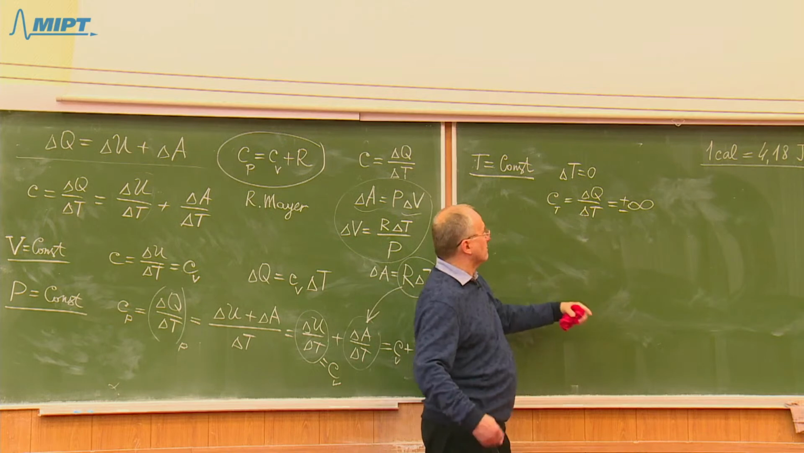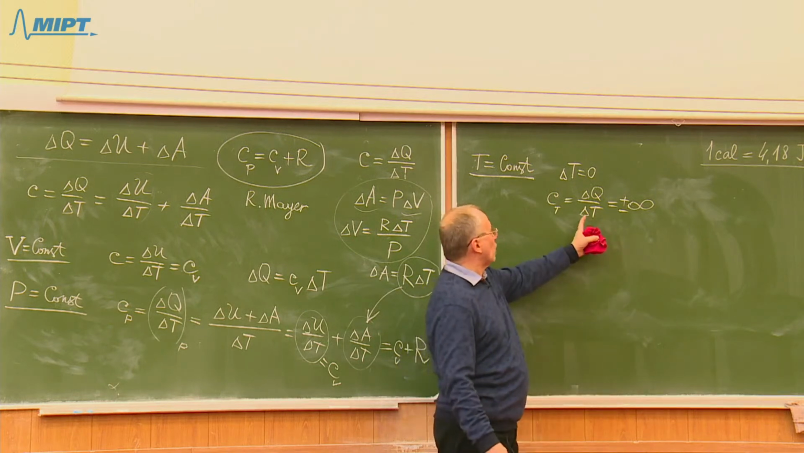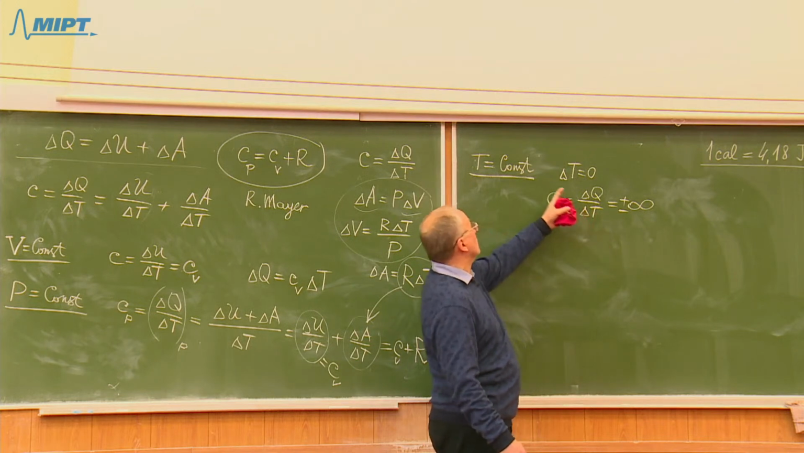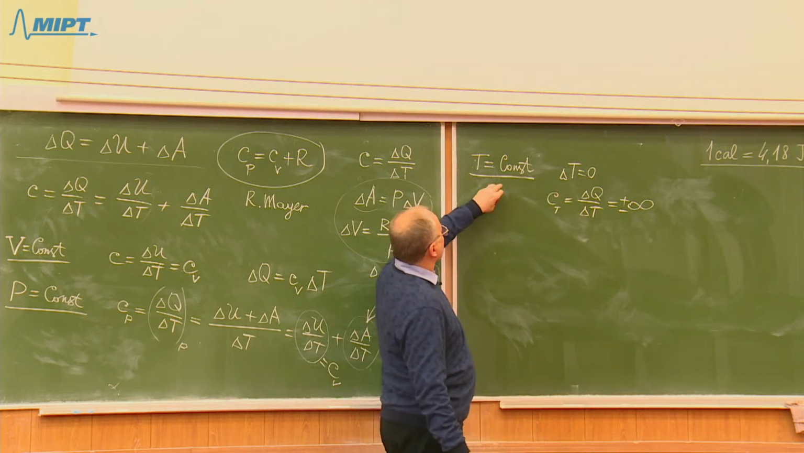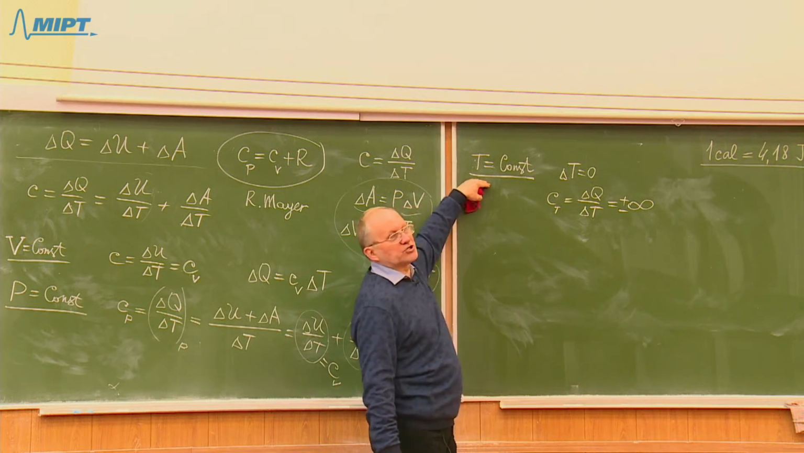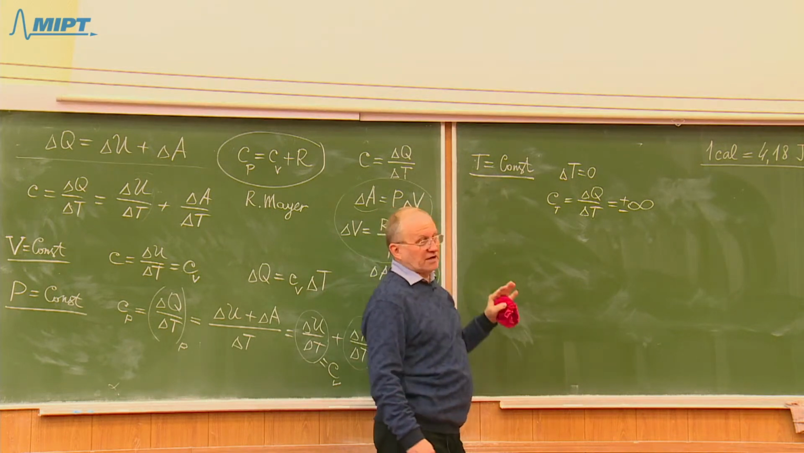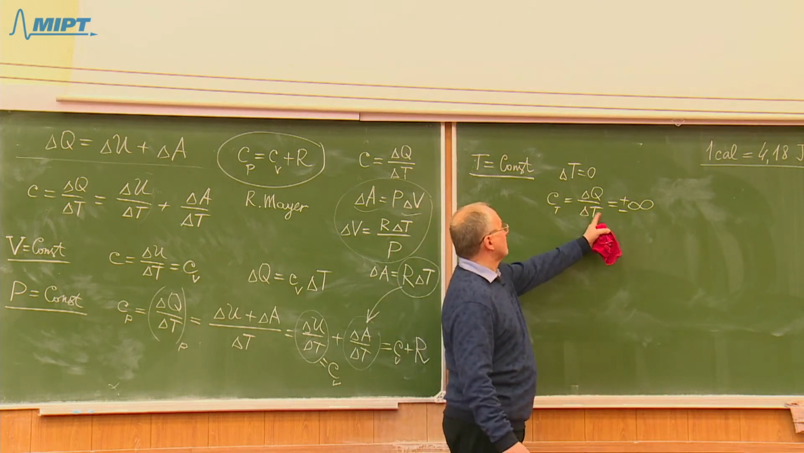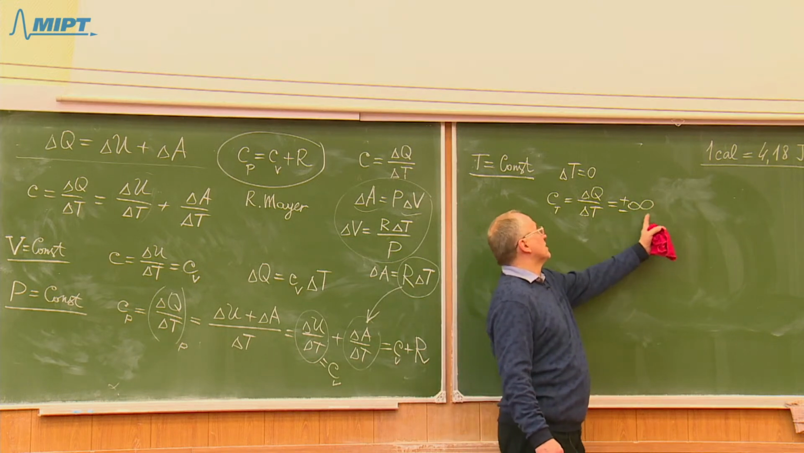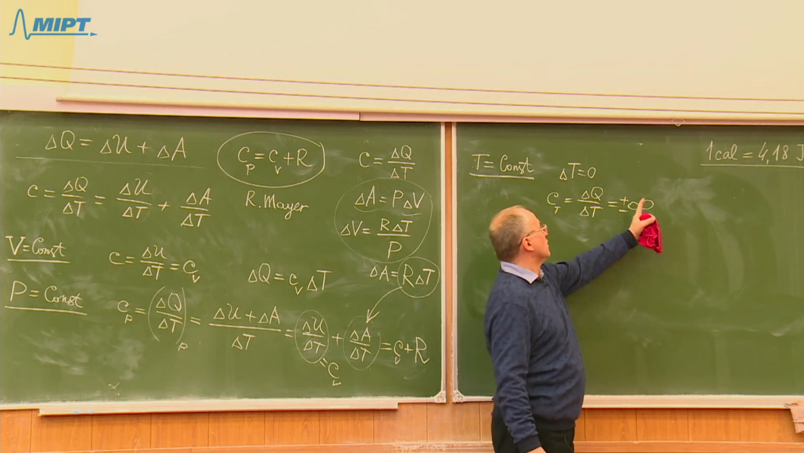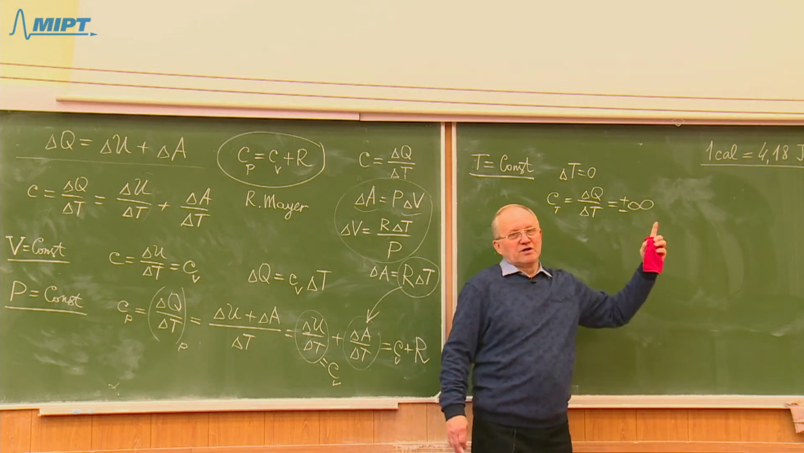Actually, in reality, you will always have some very small number here if you want to sustain temperature constant. It will not be absolutely constant. It will be approximately constant. So there will be small variation of temperature here. And so here you will obtain a large number, which is certainly not infinity, which is a very large number, but finite.